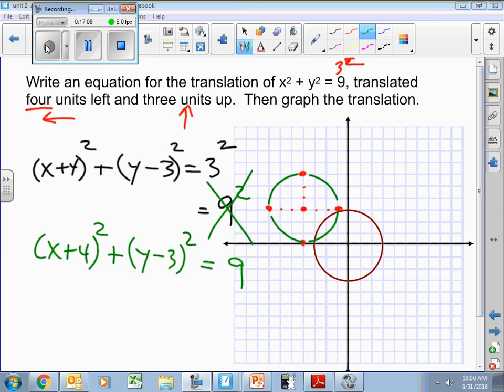Notice that the circle is moved 4 to the left. 1, 2, 3, 4. And up 3. 1, 2, 3 for the new center. The center is also called your H, comma, K.